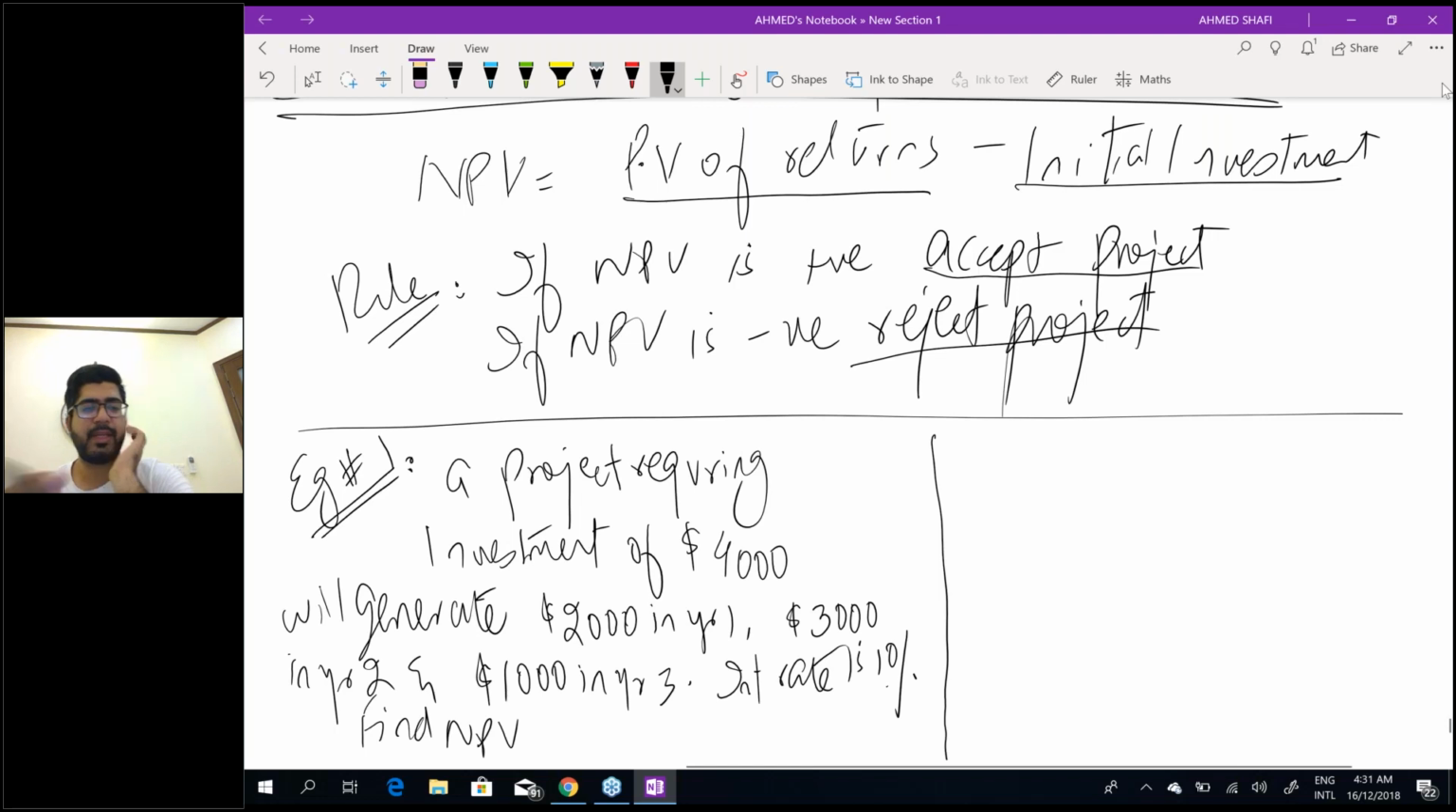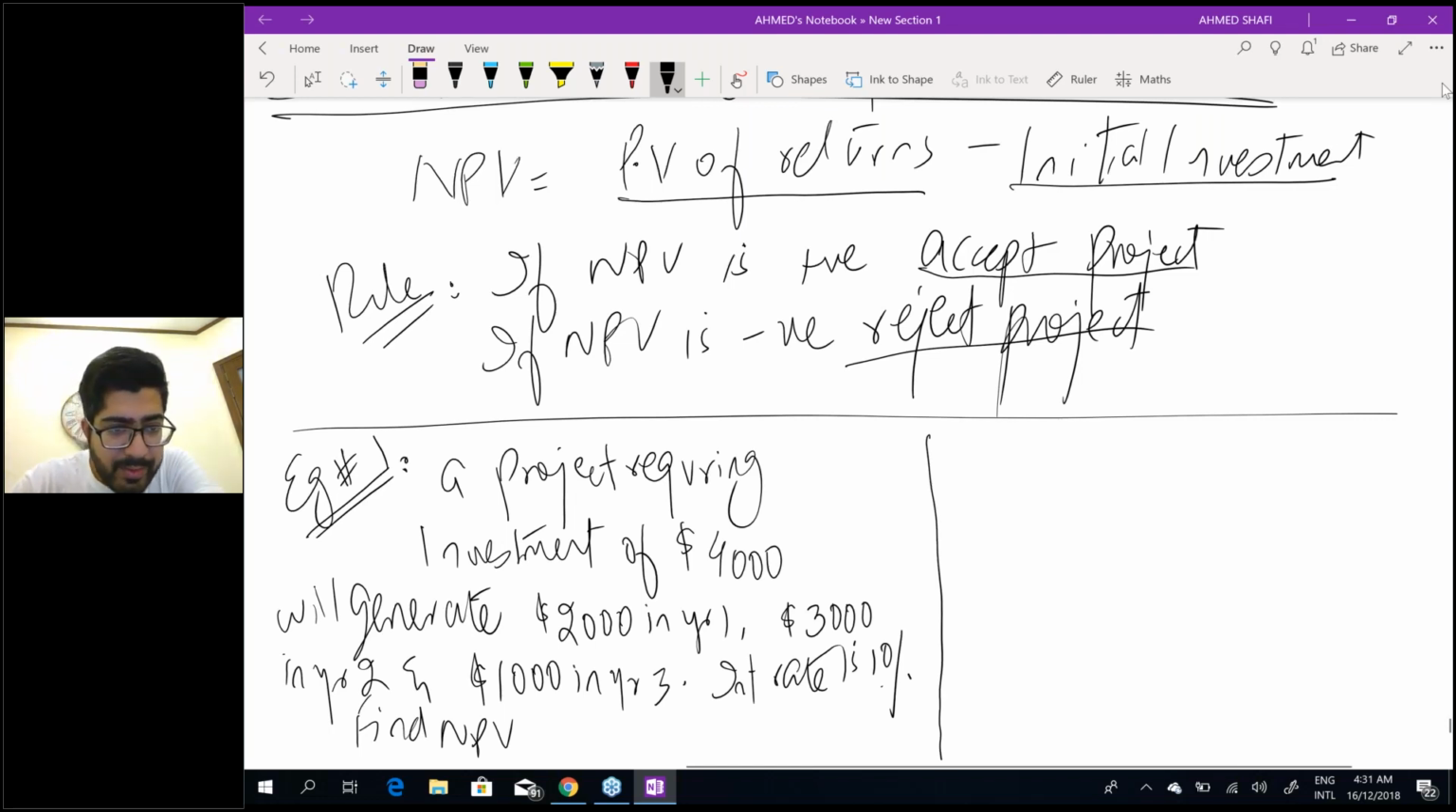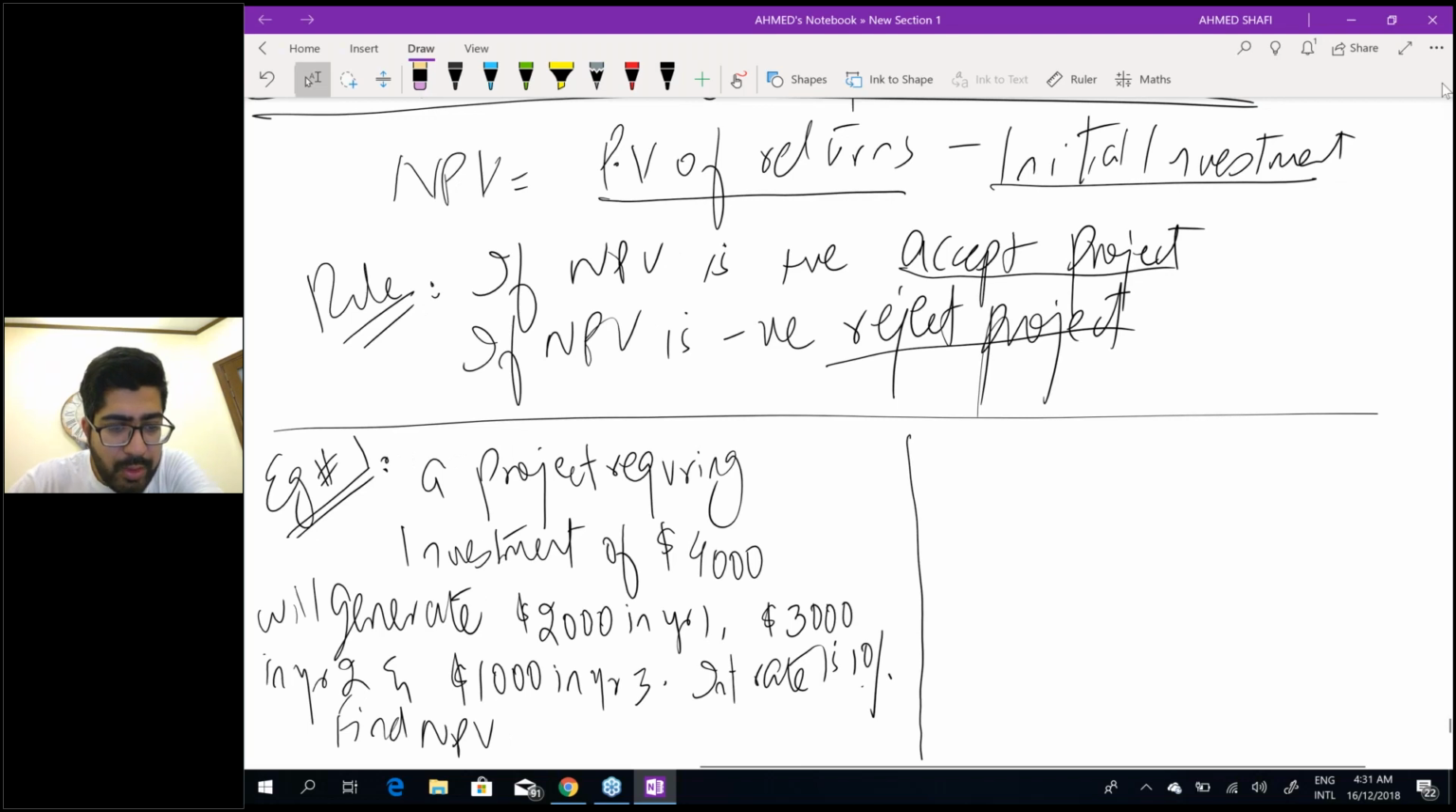How do we get NPV? Look at example number one. Example one says a project requiring investment of 4,000 will generate 2,000 in year one, 3,000 in year two, 1,000 in year three. Interest rate is 10%, find NPV. Project requiring investment of 4,000. What is the investment? 4,000. It generates 2,000 in year one, 3,000 in year two, 1,000 in year three. Interest rate is 10%, find NPV.